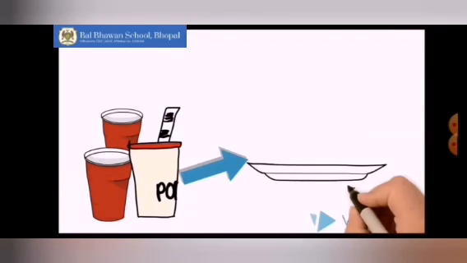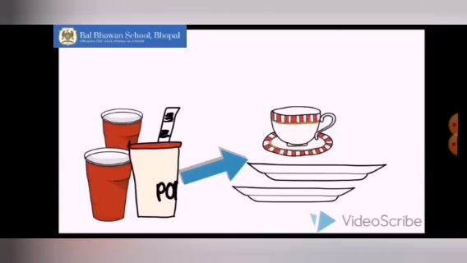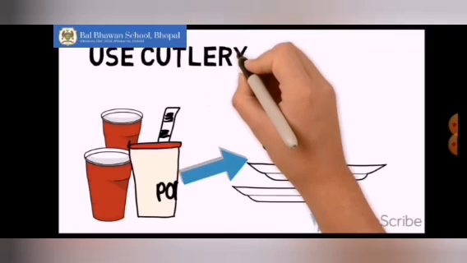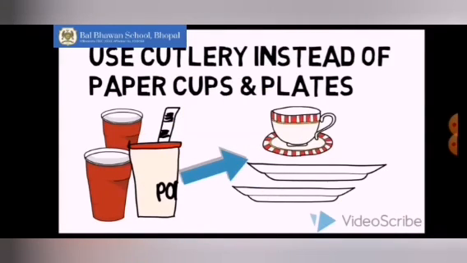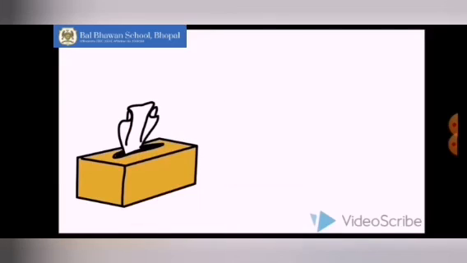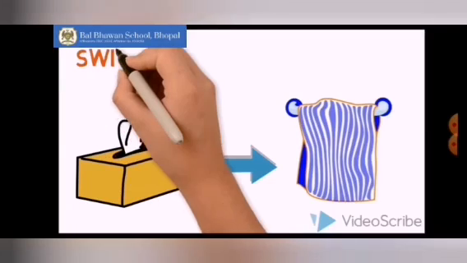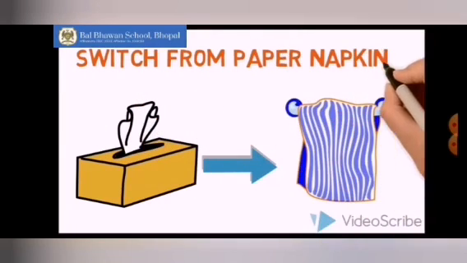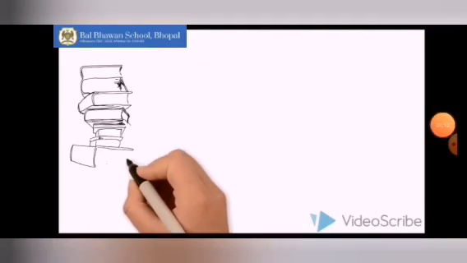What are these? Yes, these are different glasses which are made up of paper, and we make use of them in parties, for going out on picnics, right? So instead of using them, you can make use of cutlery. Forest can even be saved by replacing the use of paper napkins with cloth napkins. In these ways, you can save forest even by sitting at your home.